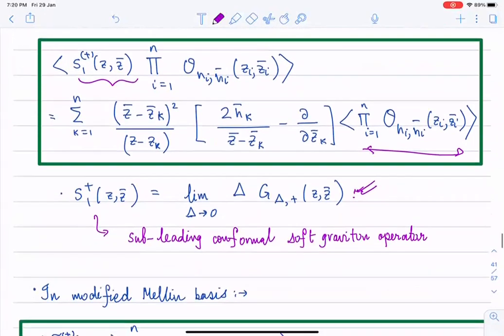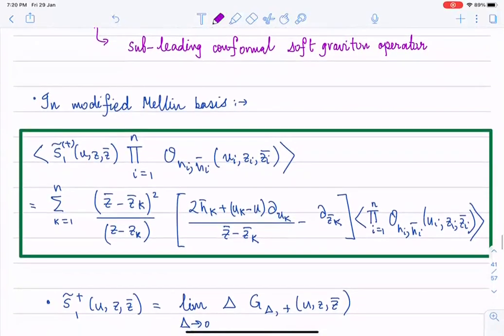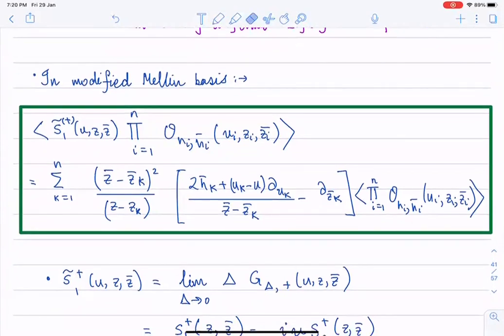But what you can do is that you can, of course, translate things into the modified Mellin basis. In that case, your formulas become a bit lengthier because of the introduction of these time coordinates. And in that case, the formula looks actually something like this.